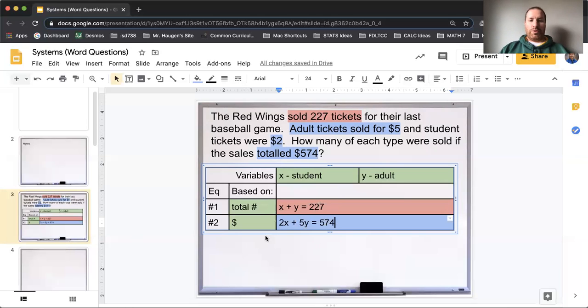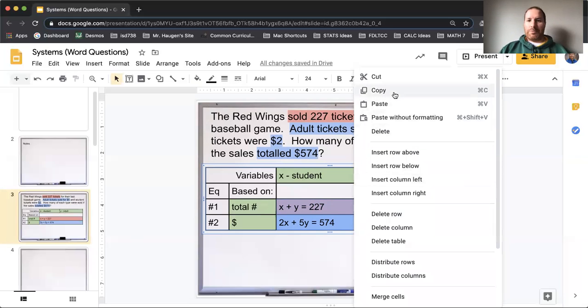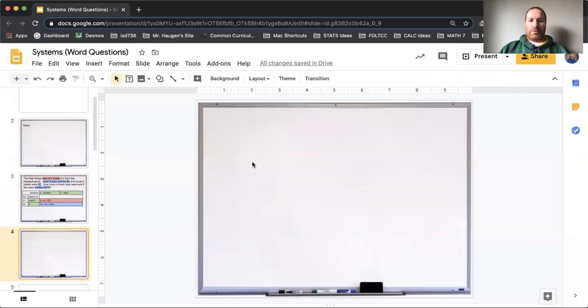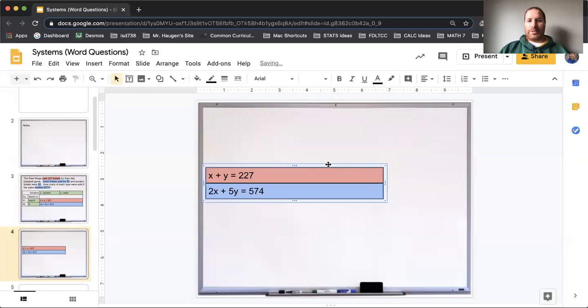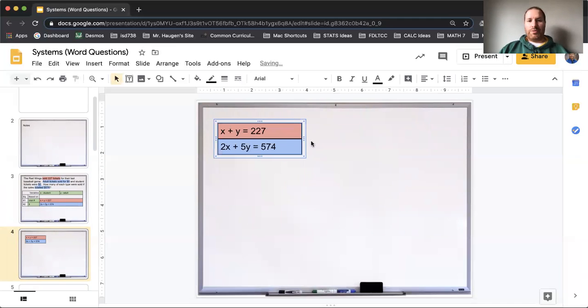I'm just going to show those in a few different ways. So I'm going to highlight these two things so I don't have to retype them. I'm just going to copy these. You could also push Control C, and I'm just going to go on to a new page and paste those things down. So option one here, we could use substitution.